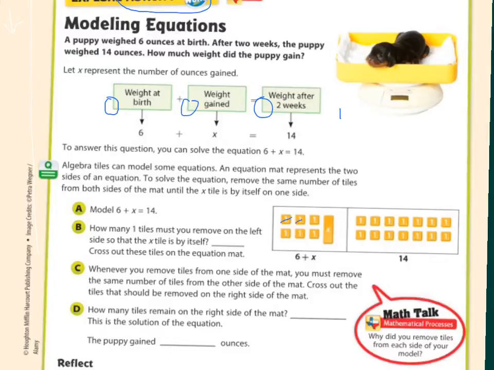Here's your 6 ounces, 1, 2, 3, 4, 5, 6, and then when you see a bar like that, they have an X on it. That means we don't know how much that is. So we add the 6 plus whatever that is that we don't know, and it's going to equal 14. This right here is like the middle of your scale that balances. This side needs to equal this side. So how much would we need to add to the 6 to equal 14? Well, you'd have to add 8. So that means that this X right here represents 8 for this problem, not every time.